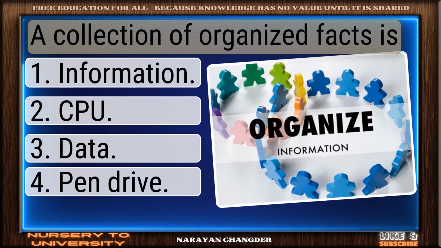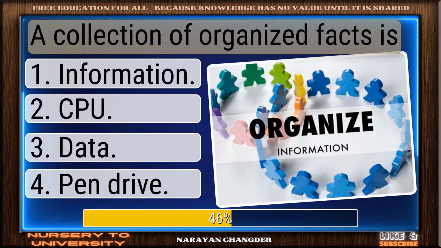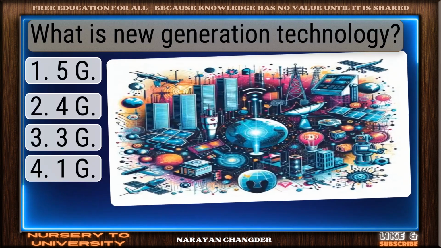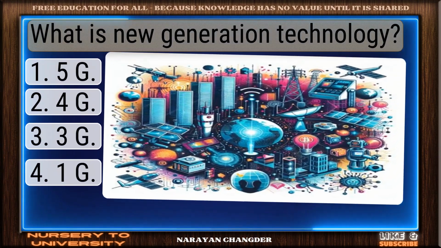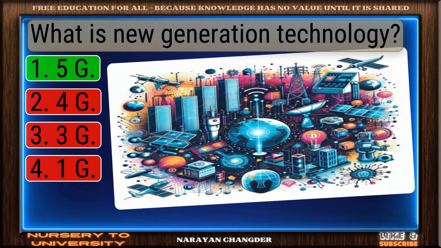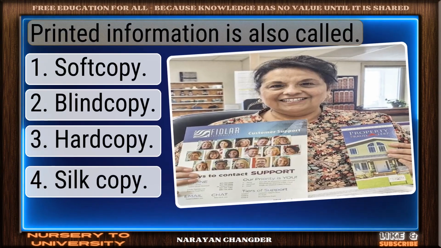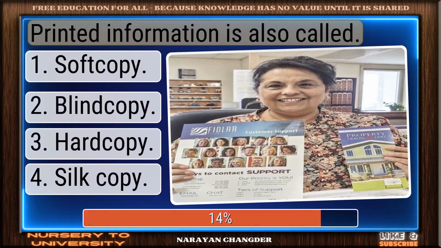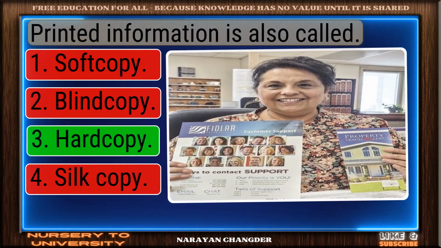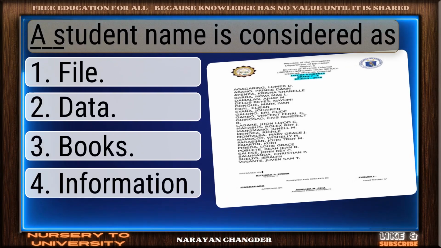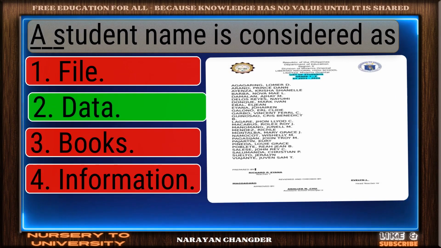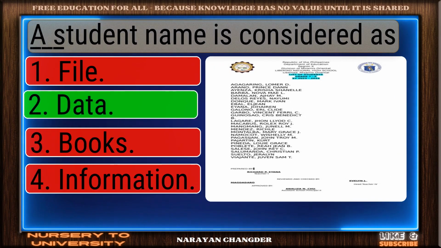A collection of organized facts is... On track. Data is correct. What is new generation technology? Smart pick. 5G is correct. Printed information is also called... You chose hard copy? Correct. A student name is considered as dash. Nicely done. Data is solid.